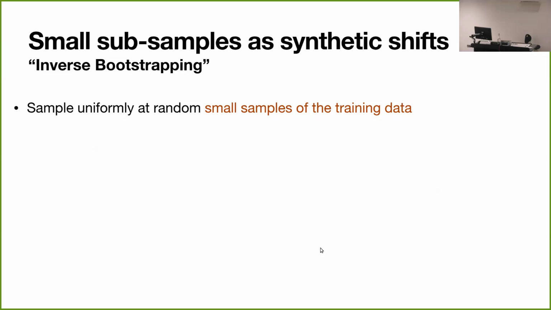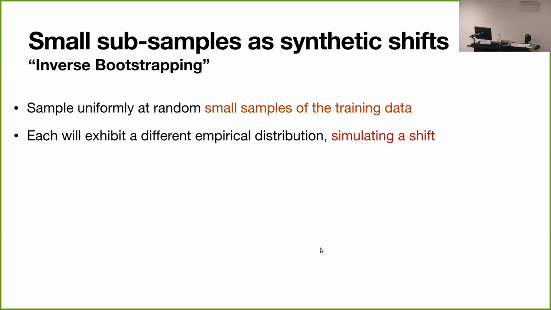And the idea is kind of the inverse of bootstrapping. In bootstrapping, you take large samples, and those samples should approximate the original distribution of the population. What I'm going to do is to do the absolute opposite. I'm going to take small subsamples from my training data. Now, since they are small and the variance is large, the empirical distribution of each of those subsamples is going to be different. And this different empirical distribution is going to be a simulation of a possible shift.